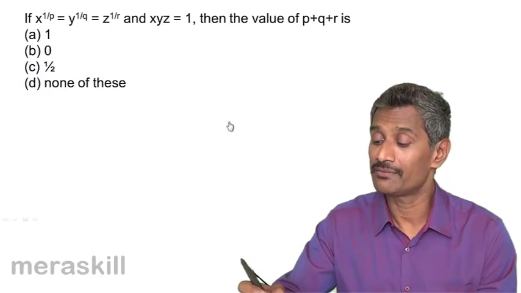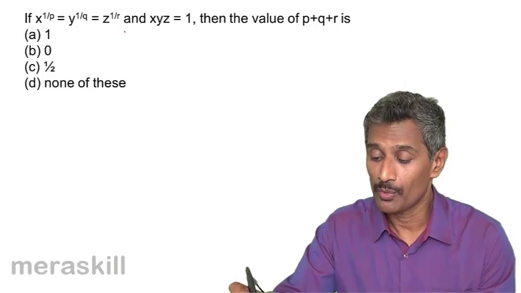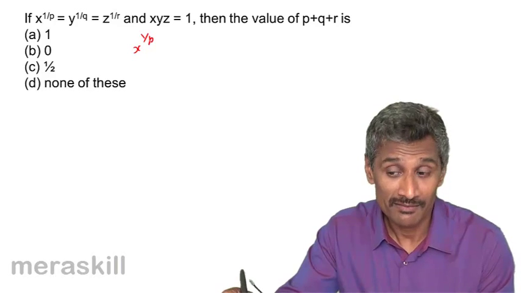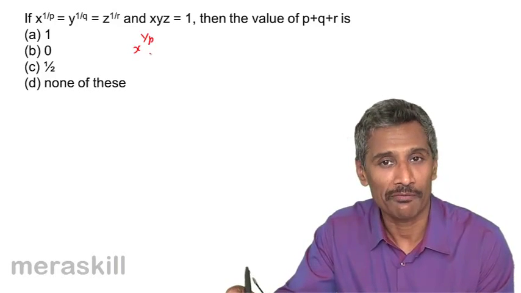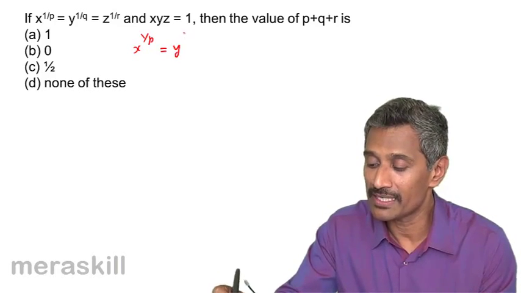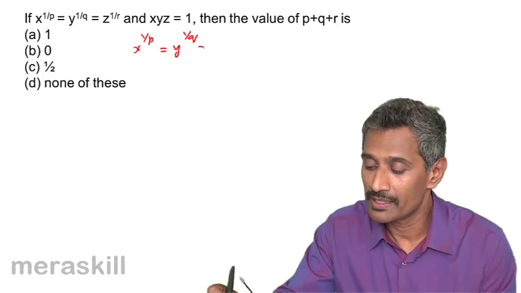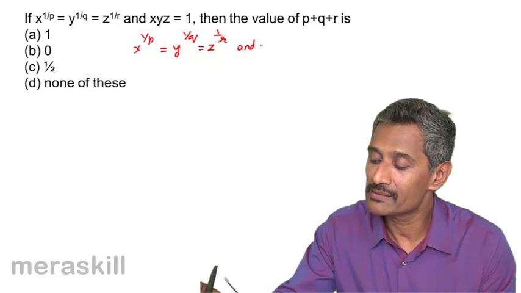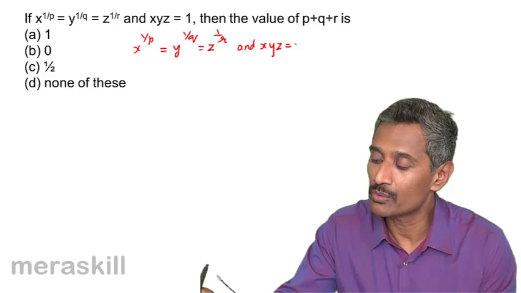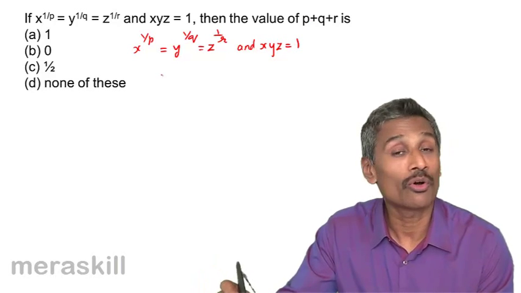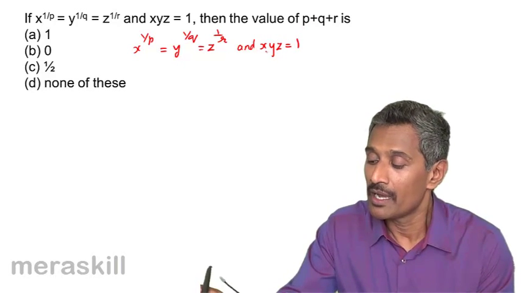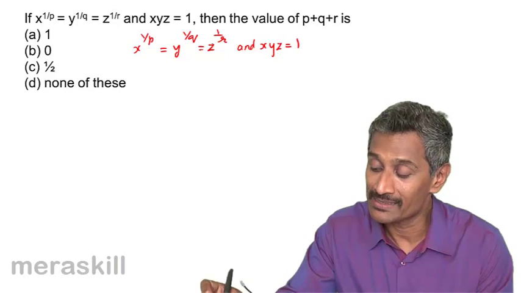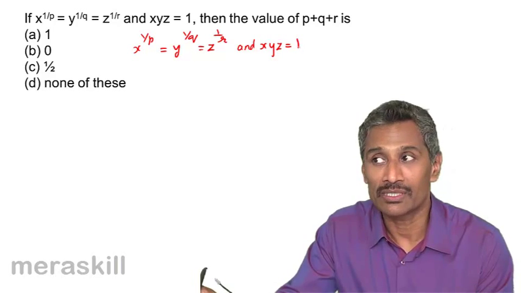So here we have this concept here. We have x raised to 1 by p, which means the pth root of x, is equal to y raised to 1 by q, is equal to z raised to 1 by r, and xyz is equal to 1. What is the value of p plus q plus r? xyz is equal to 1. That is, when you multiply x, y and z, we get the answer as 1.